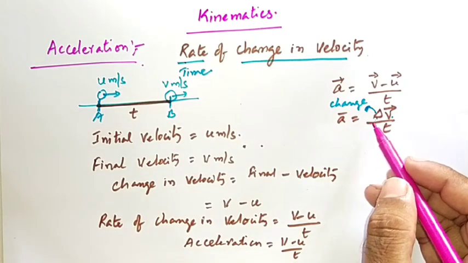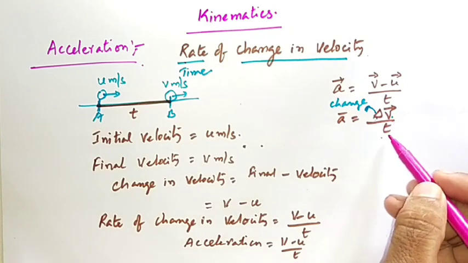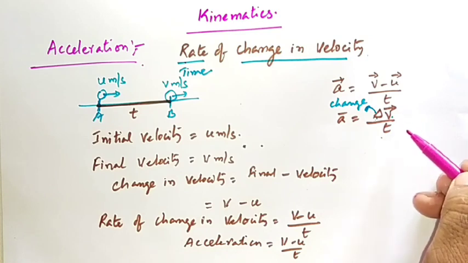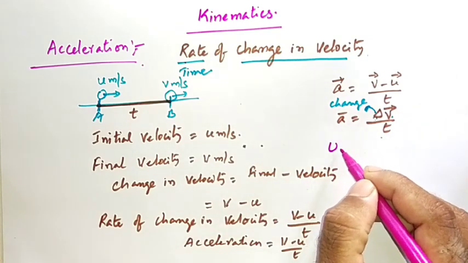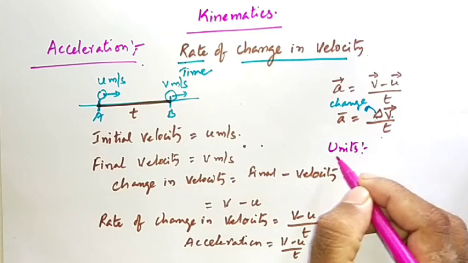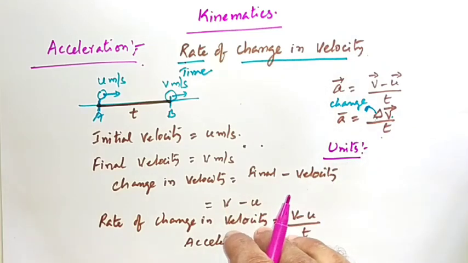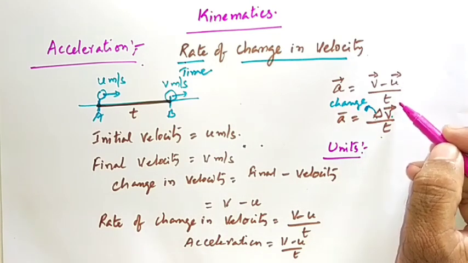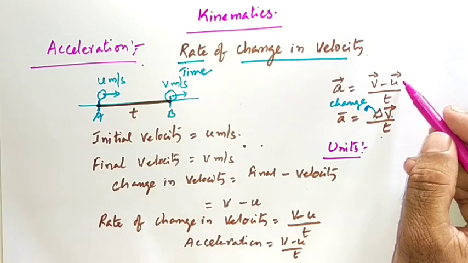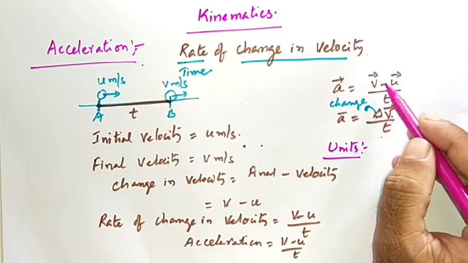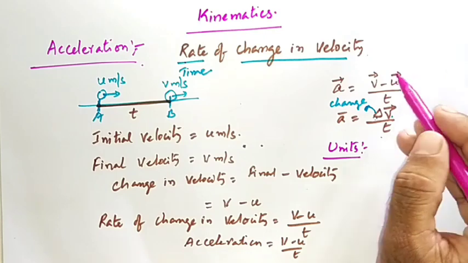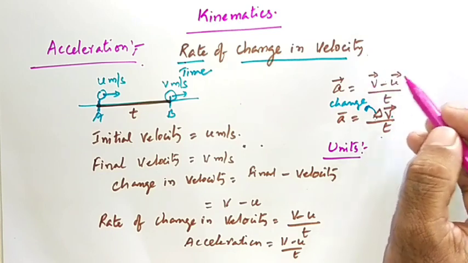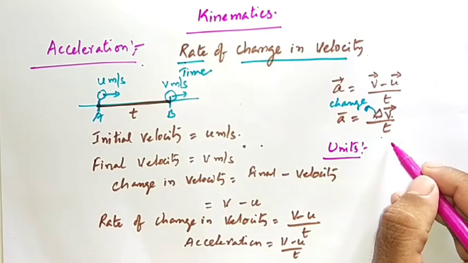So acceleration is nothing but change in velocity divided by time. Very simple. Now let us see what the units of acceleration are. We have the formula: change in velocity by time. First, what is the velocity unit? Change in velocity is nothing but, after the change, you get velocity only. 4 meters per second minus 3 meters per second is 1 meter per second. So what is the unit of change in velocity? Same as velocity. So what is that in MKS?